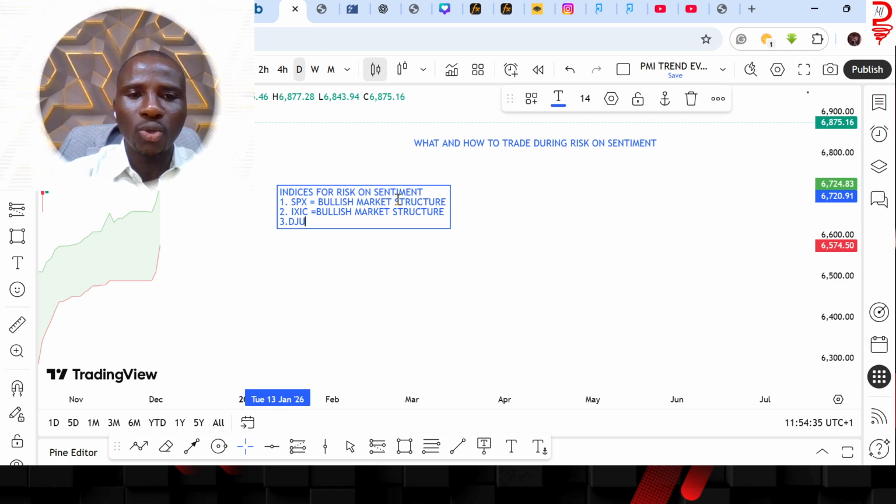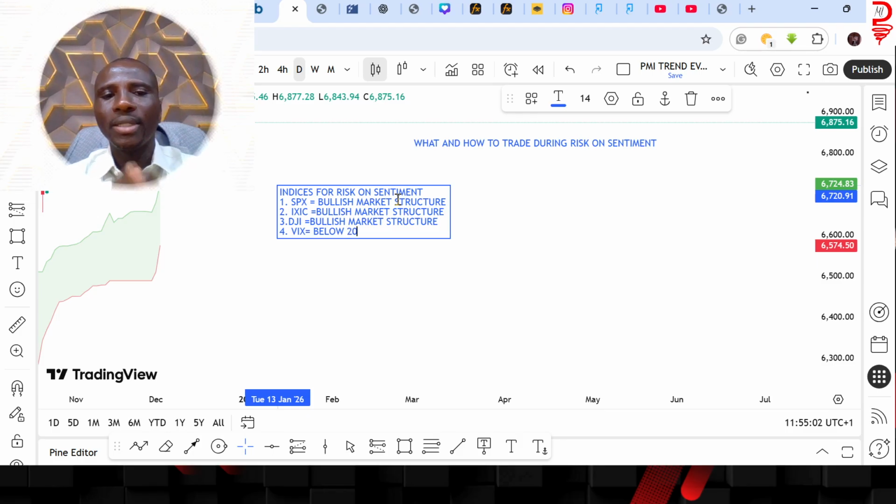So the next one is the Dow Jones Industrial Average Index. It must also have a bullish market structure, and of course it should be above the cloud if we have our directional bias too. The fourth thing you want to look out for is the VIX, the volatility index for the S&P 500. This index must be below 20. This is very important. Once you have the index below 20, it is an additional confirmation that there is a risk on.